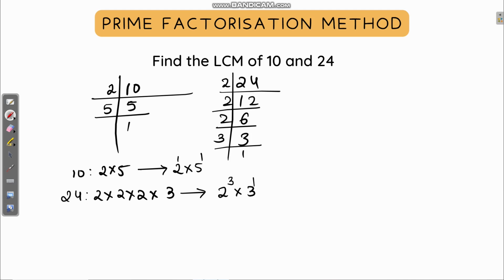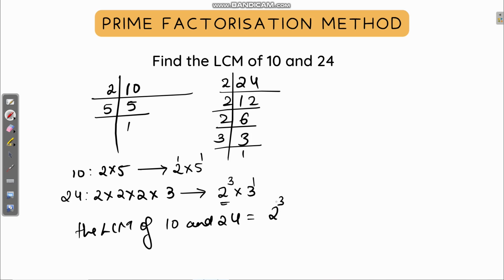So now in order to find the LCM, we have to take each and every number the maximum number of times it is coming. So now in the first case it's 2 raised to 1, and in the second case it's 2 raised to 3. So I will take 2 raised to 3 because that is a bigger number. That's the maximum number of times it's coming. Like 2 is coming thrice over here. So the LCM of 10 and 24 is equal to 2 is coming maximum number of times.